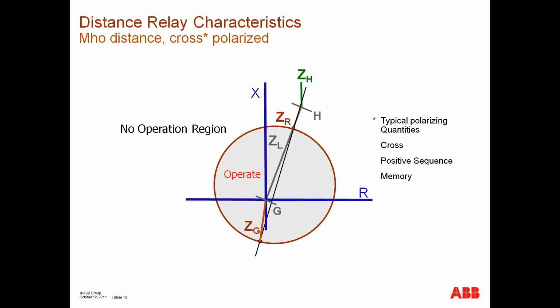This is a characteristic which is cross-polarized or positive sequence polarized. And we'll discuss an example of this later, but this characteristic is an expanded characteristic and includes the source impedance that's back at this point, ZG. And this point and the set reach are on the circumference of the circle, but they represent the diameter of the circle as well. So it's an expanded characteristic.